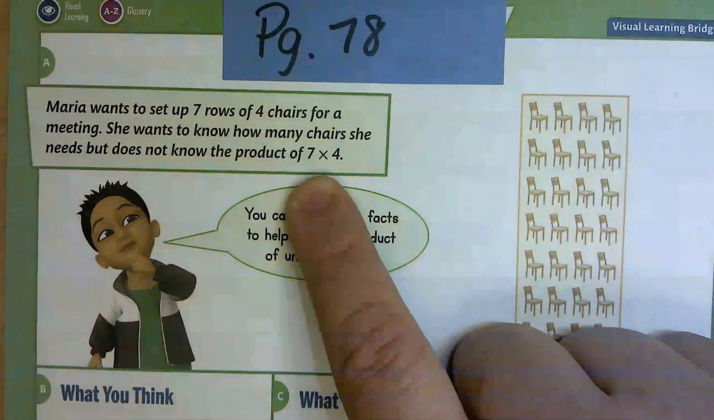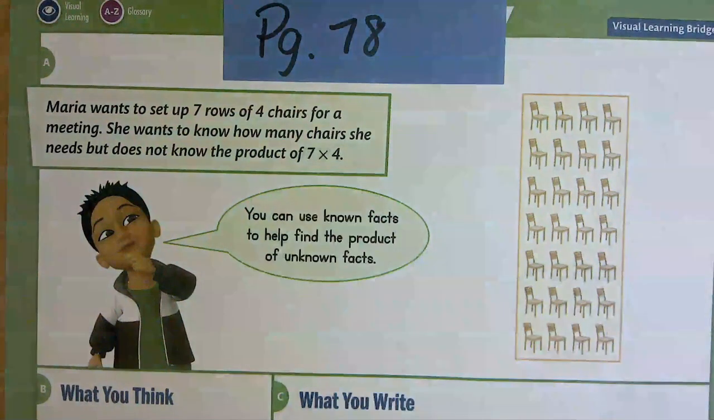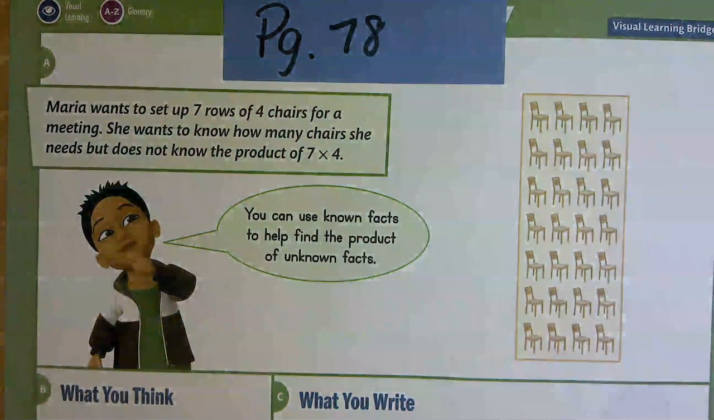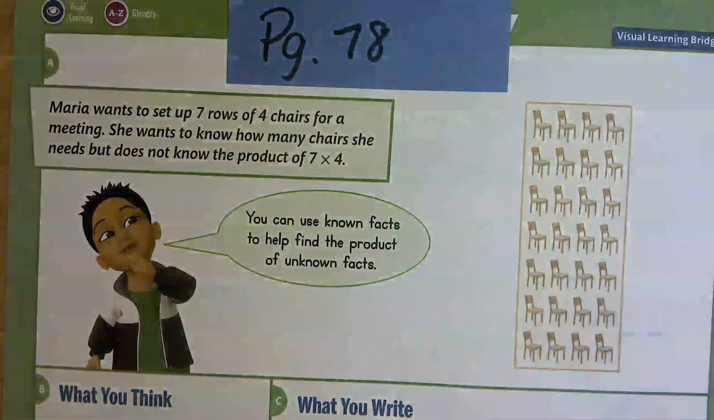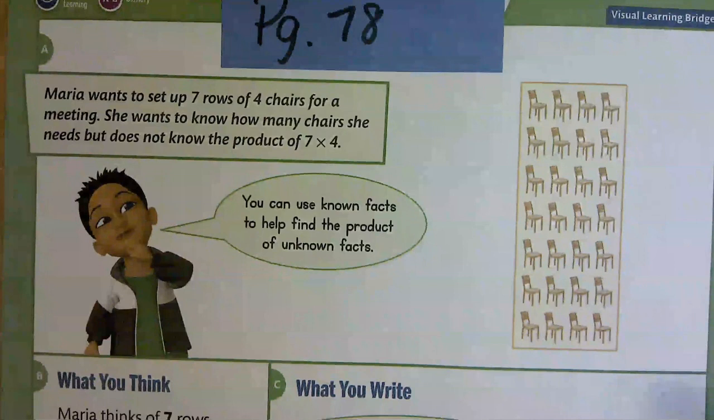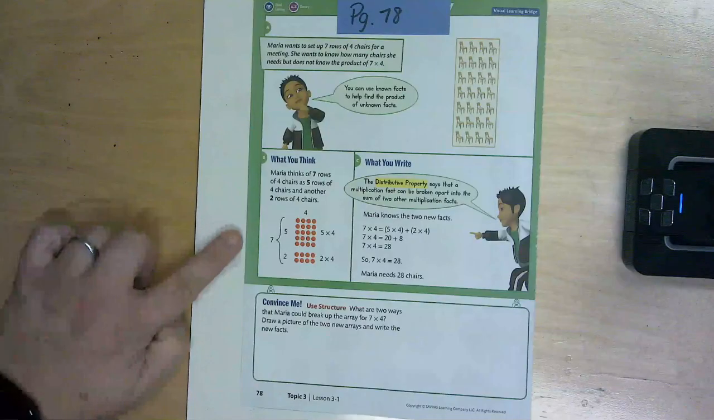So if we don't know 7 times 4, well, what can we do? That's the question that we've got for today. Can we take this 4 times 7 and break it into some numbers that are a little bit easier for us to work with? So we're going to take a look at box B, and I'm actually going to build that for us as we take a look at it. So we look at box B here.